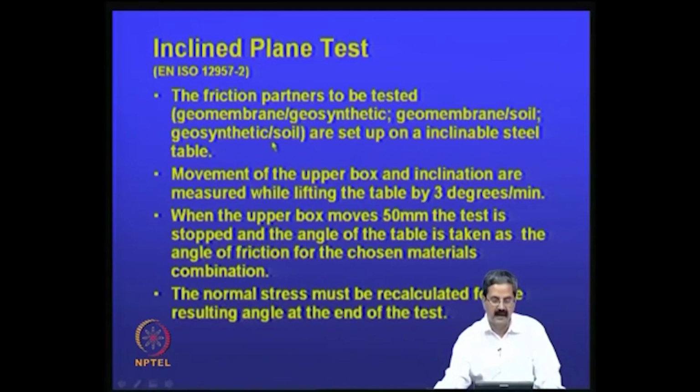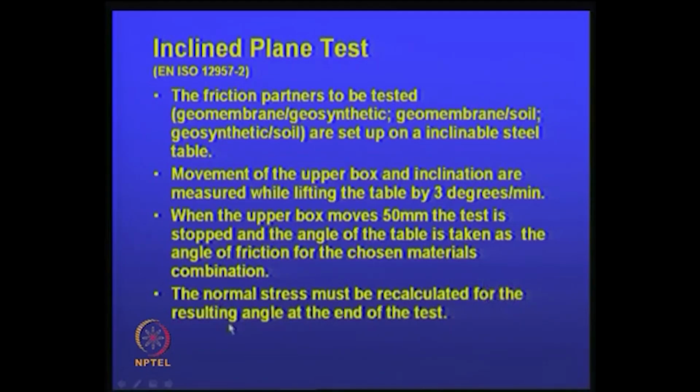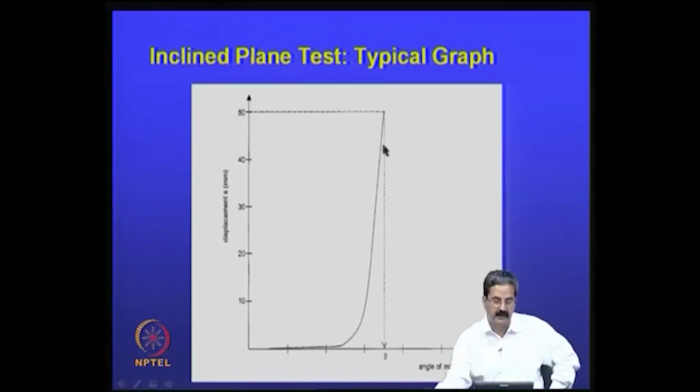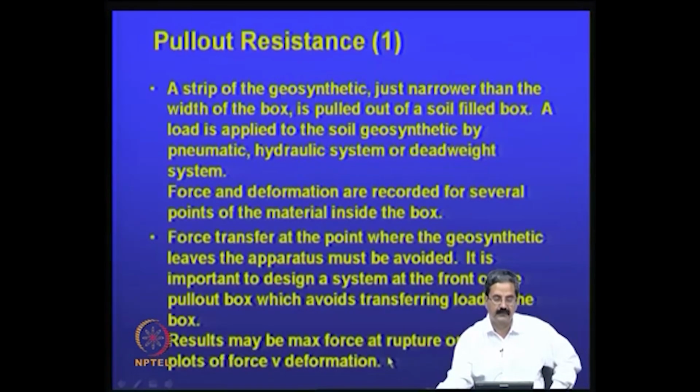Here you can get the friction angle for this material, and then the normal stress must be recalculated for the resulting angle at the end of the test. This is also very important. You can see that a typical result corresponding to 50 mm is taken as the friction angle.